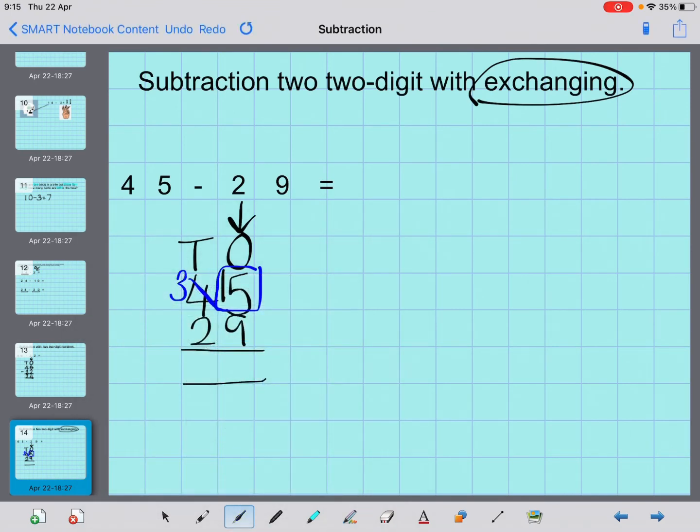Now I have done my exchanging, I'm ready to subtract. So from my ones, 15 take away 9, I know is 6. And then 3 take away 2 is 1. So when I'm exchanging, I have to set up my tens and my ones in the top number to make sure that I have enough to take away the greater number from my ones. This is something that we would look to do towards the end of year 2.